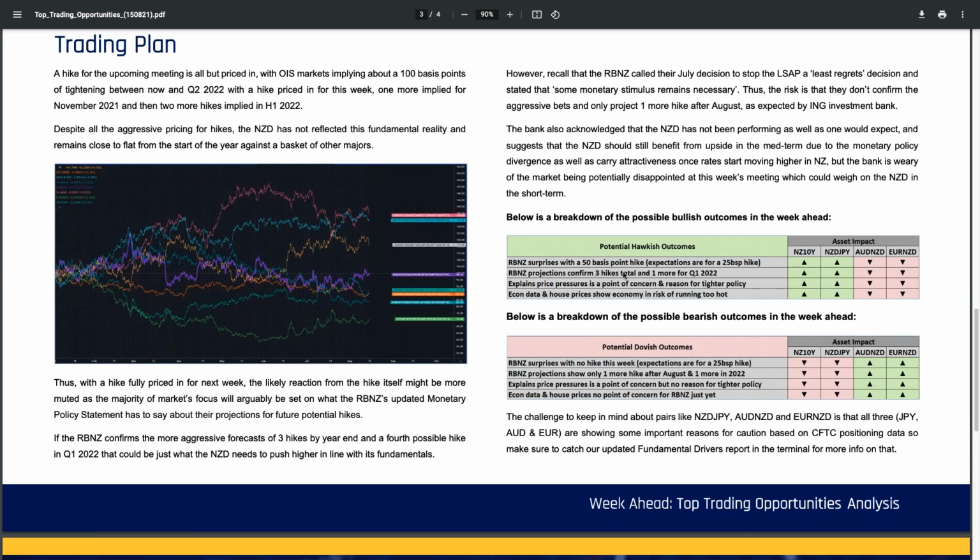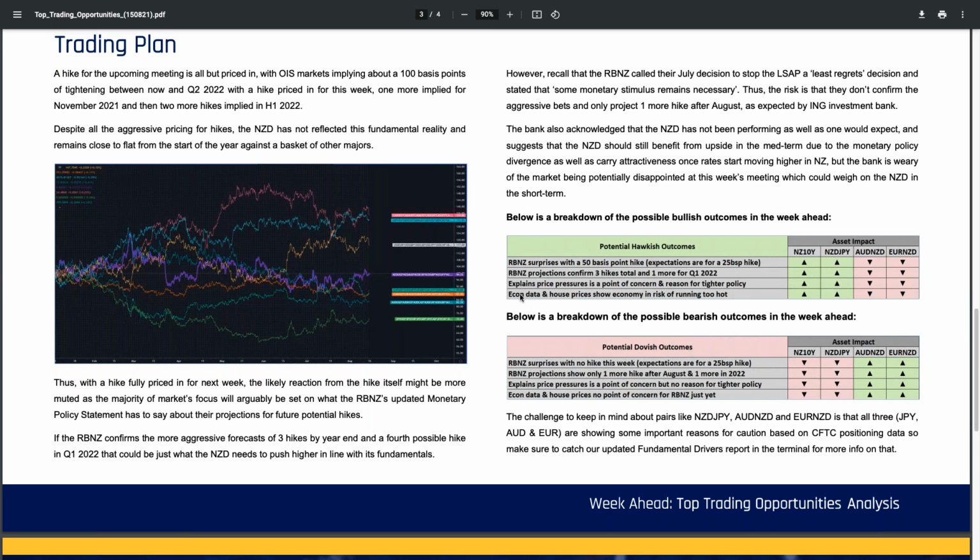If they confirm those 3 hikes total and 1 more for the first quarter 2022, expect there to be a good run higher in the New Zealand dollar. If they say that price pressure is a point of concern and there's reasons for tighter policy, that's also bullish New Zealand dollar.